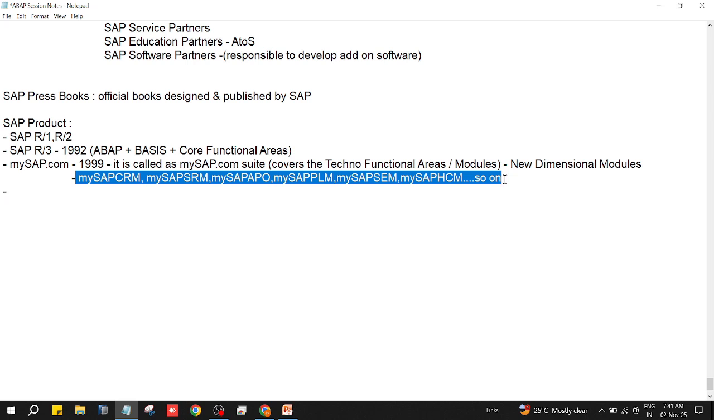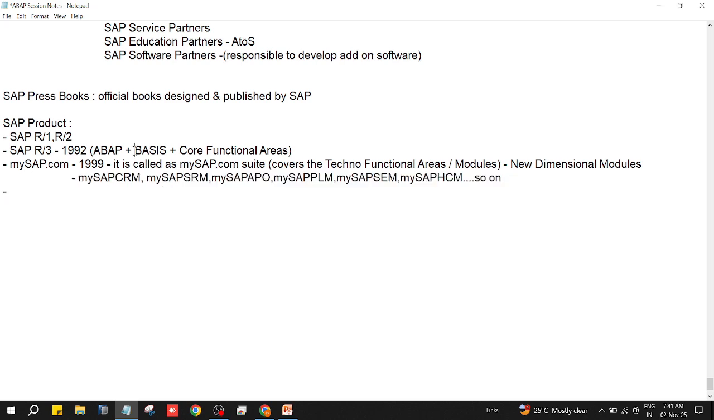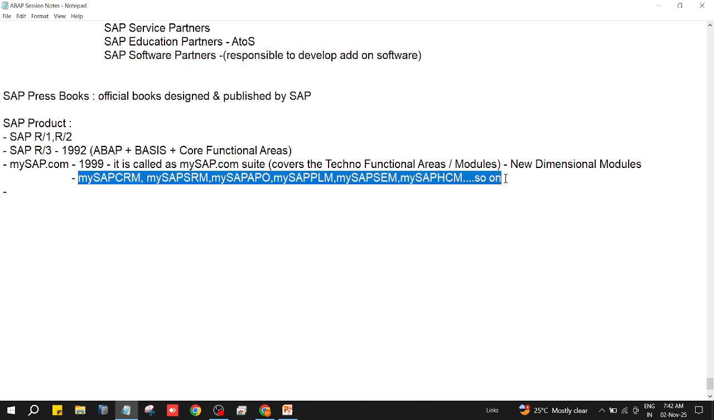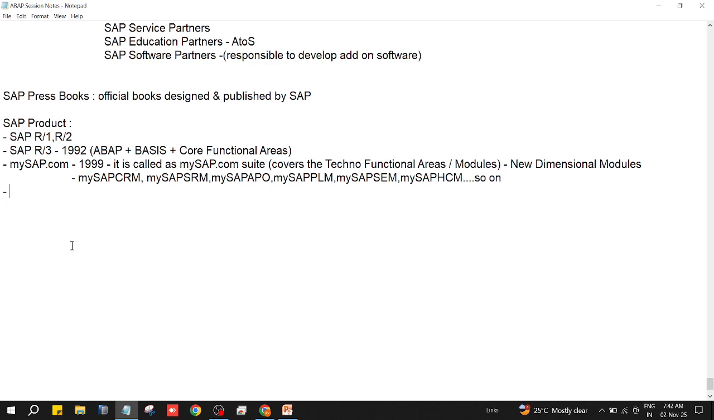Because I told you in SAP SD, the marketing part is missing, which is covered in CRM. Like that, MM extension SRM, PP extension APO, PM extension PLM, FI extension SEM or FSCM, HR extension HCM. So they started this. Some companies first purchased the core, and additionally started purchasing and using these. That is the second one, mySAP.